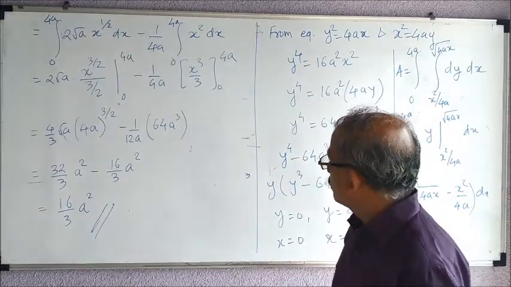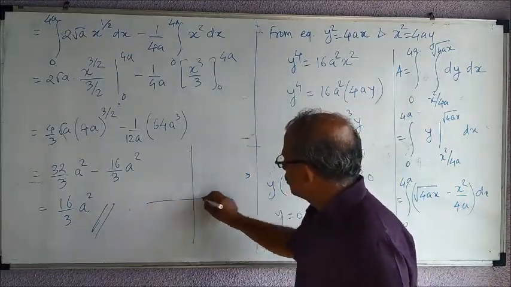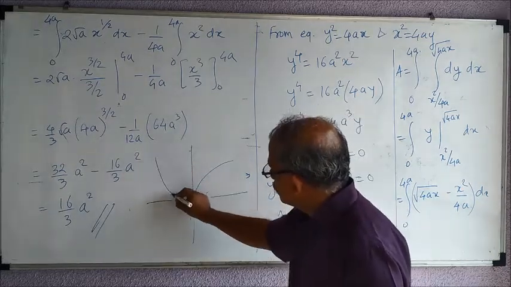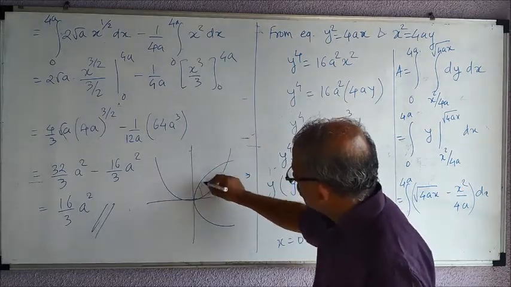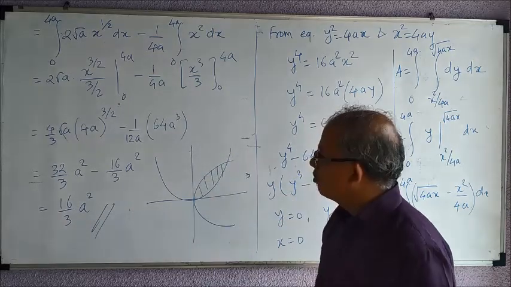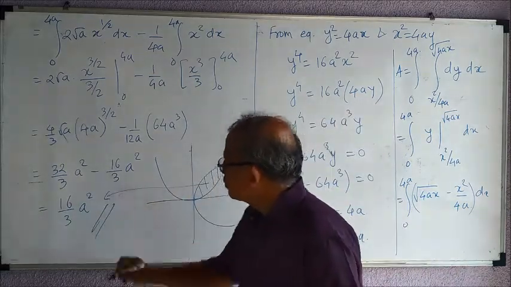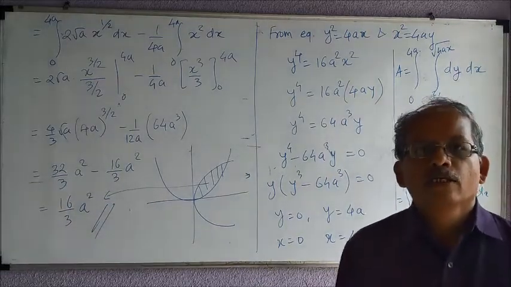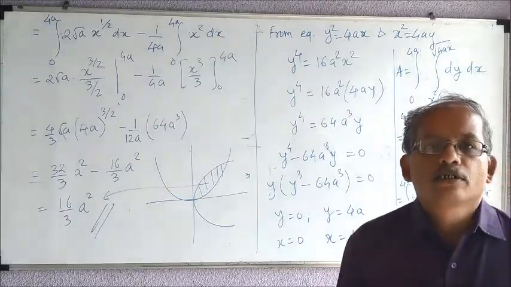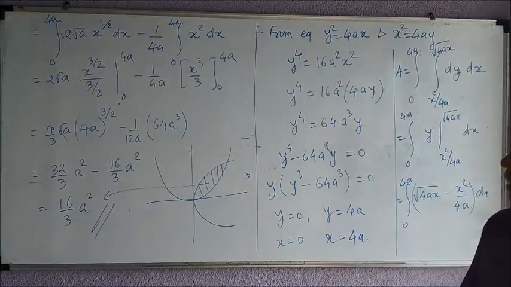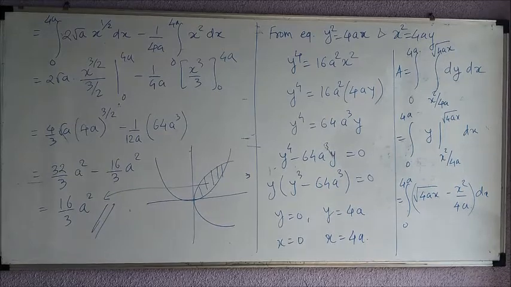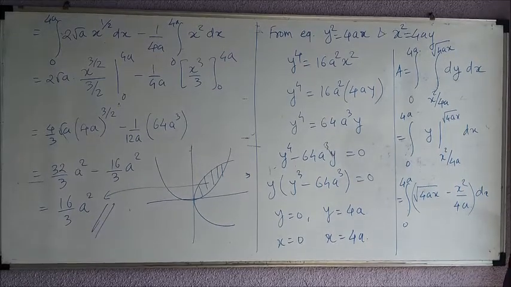So let me just get a picture over here. See, this was the area, and this area is now 16 by 3 a square. Fine. So this way you can use double integration to find the area between two curves. Okay, fine. So try to solve some more problems from the exercise.